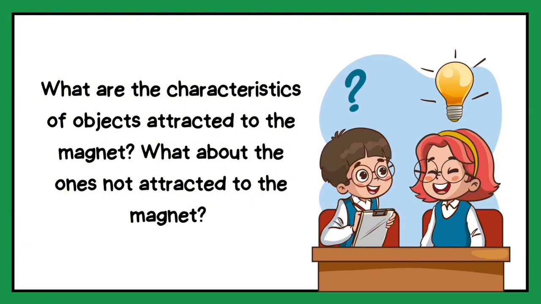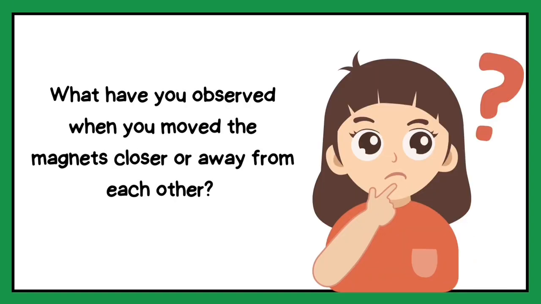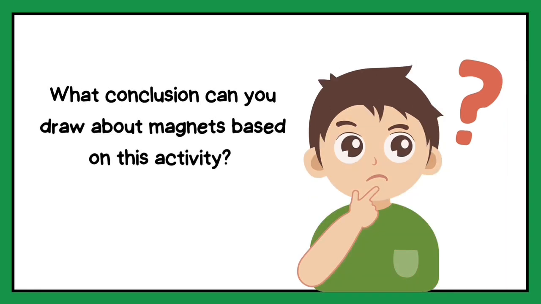What are the characteristics of objects attracted to the magnet? What about ones not attracted to the magnet? What have you observed when you move the magnet closer or away from each other? And for the last question, what conclusion can you draw about magnets based on this activity?